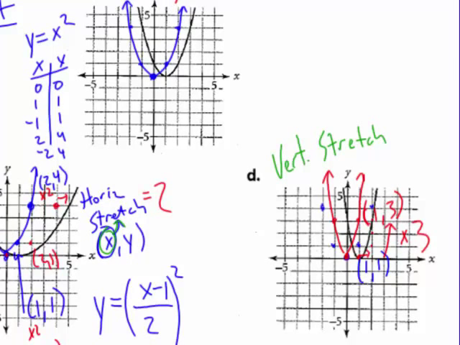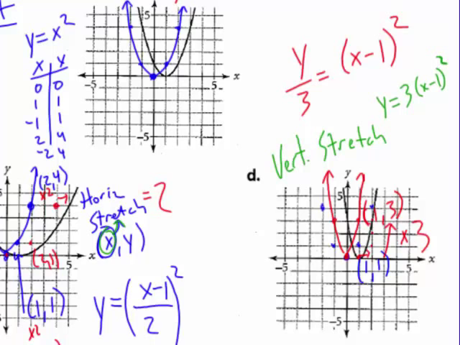So I really have y divided by 3 for that vertical stretch of 3 equals x minus 1 squared. Or, remember, I could have that 3 on the other side. I could have said y equals 3 times x minus 1 squared. I could just multiply that 3 over. It's a little bit easier to see with the y's. I think this one's going to take us the most time and be the most difficult. So don't be afraid to ask questions here.